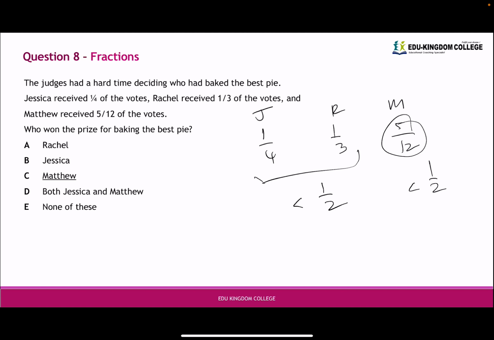But if you want to use a lowest common multiple, the lowest common multiple is 12. So making 1 over 4 into twelfths, it would be 3 over 12. Making 1 over 3 into twelfths, it would be 4 over 12. Matthew is 5 over 12. So Matthew has the best pie.